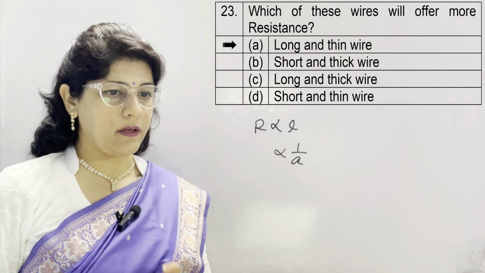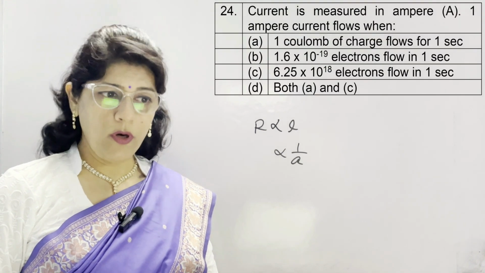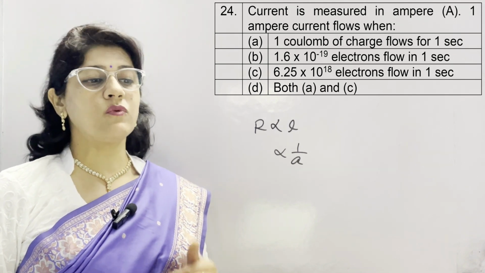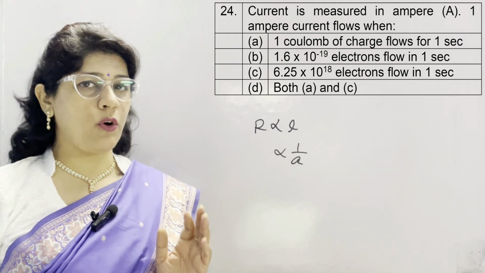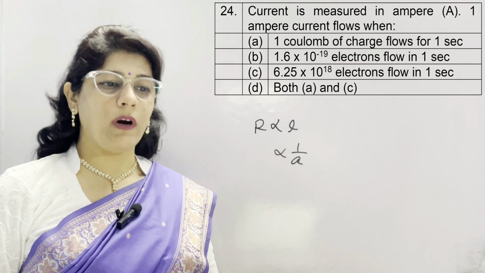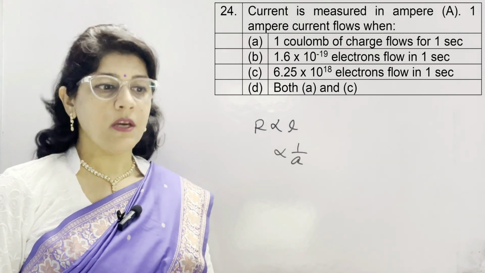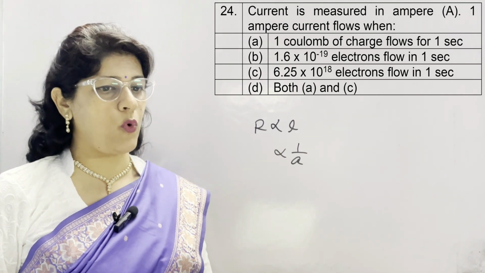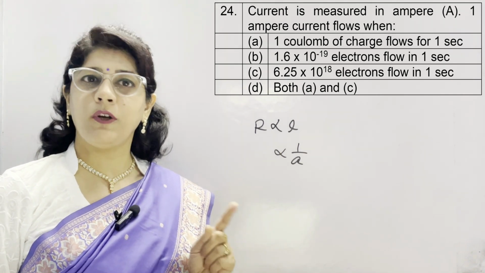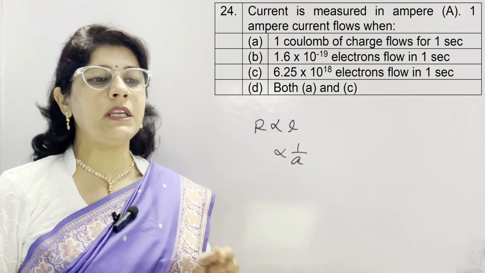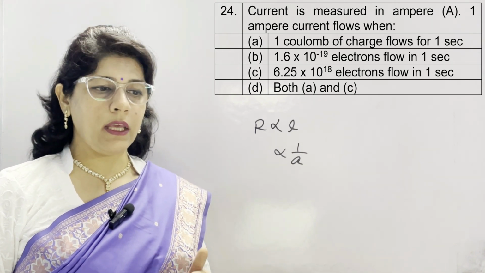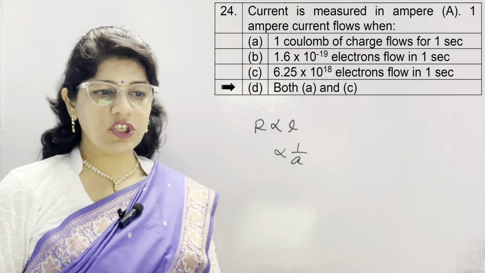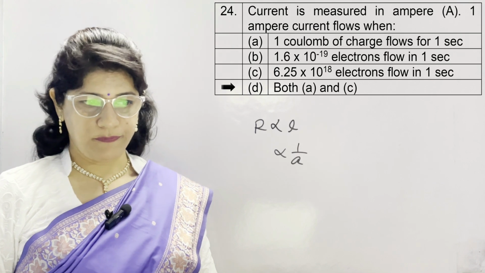Other options are incorrect. In question number 24, current is measured in ampere. 1 ampere current flows when? This is the definition of 1 ampere. A option is 1 coulomb of charge flows for 1 second. B is 1.6 into 10 raised to power minus 19 electron flow in 1 second. C is 6.25 into 10 raised to power 18 electron flow in 1 second. And D, both A and C. So correct option is D, which is both A and C here.